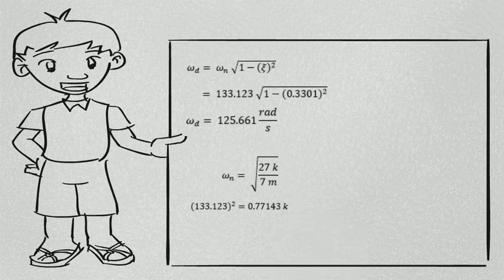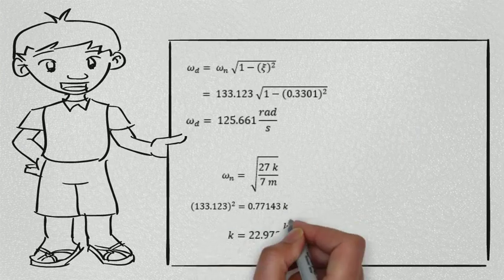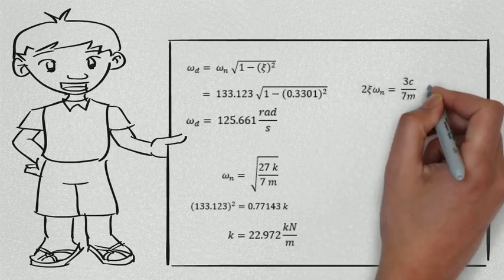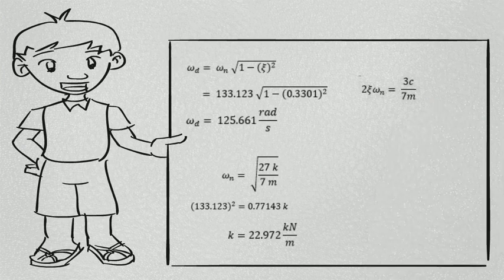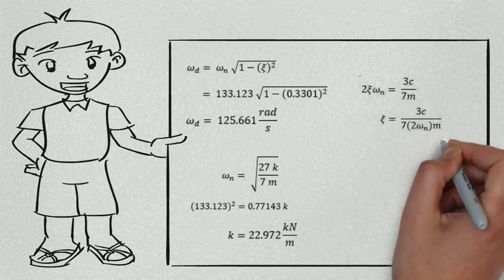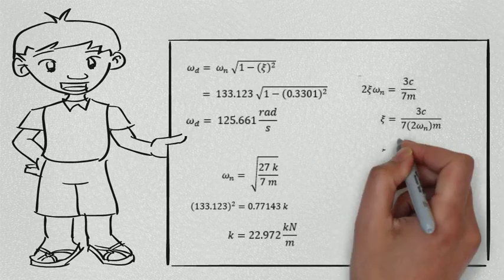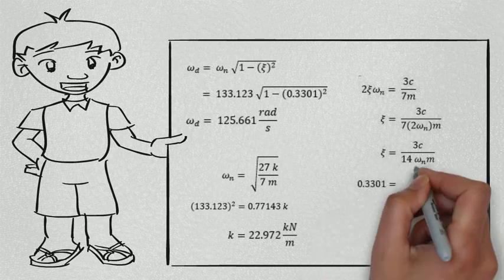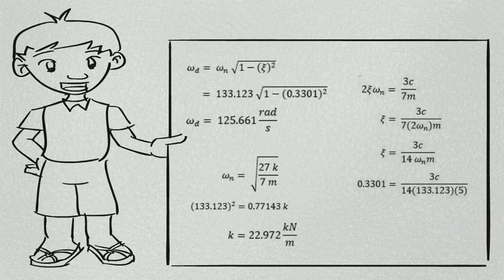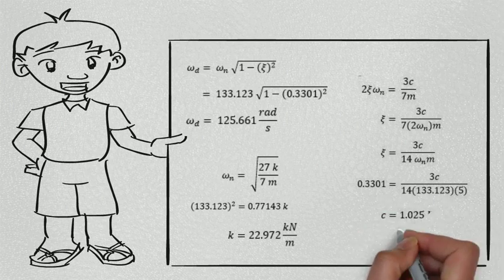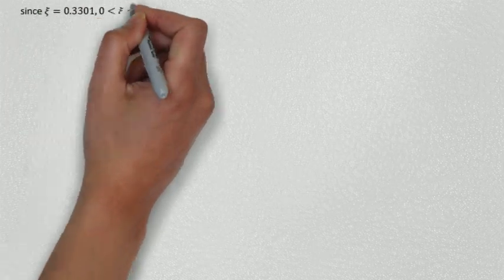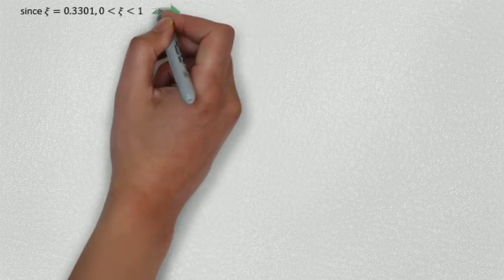From the equation of motion, omega n is equal to square root of 27k over 7m. Then relate the value of omega n and m to get the value of k, which is 22.972 kN per meter. Then relate 2 zeta omega n equal to 3c over 7m to get the value of c, and the value of c is 1.025 kNs per meter. Since zeta is equal to 0.3301, it means the system is in underdamped condition.